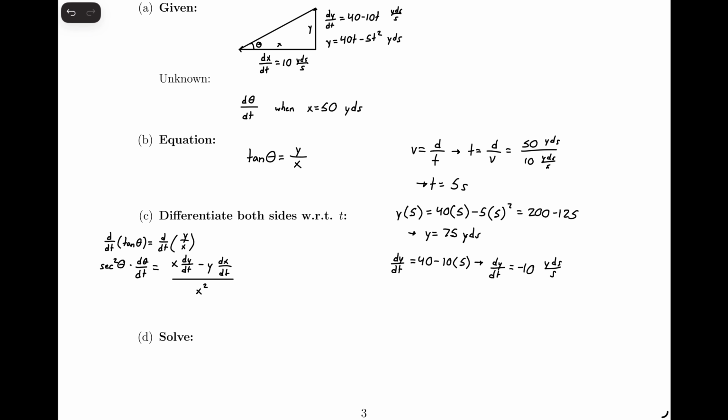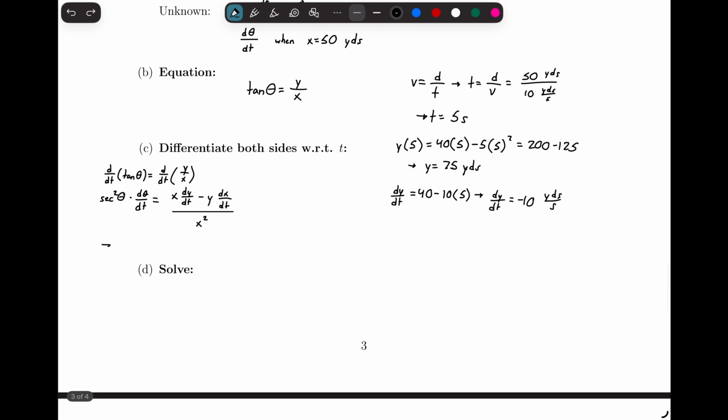But anyways, we now have x, we have dy dt, we have y, and we have dx dt. And we're going to be searching for d theta dt, but the secant squared theta term is still bugging us a little bit. But before going into too much, I'm just going to knock this out a little bit more algebraically and divide that over x dy dt minus y dx dt all over x squared. And that would be times 1 over secant squared theta.